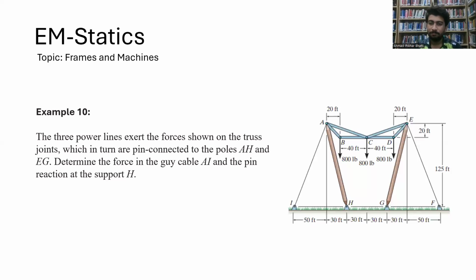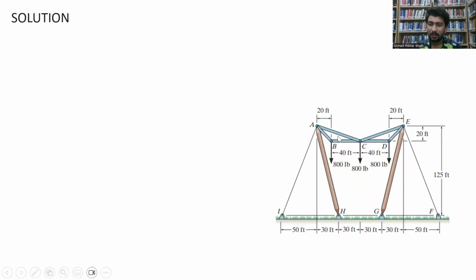In this problem, we have to find the force in the K cable AI and also the pin reactions at the point H, or you can say this is the support. So for the forces in the cable AI and the support reactions at pin H, we had to find the forces in the members AC and AB.